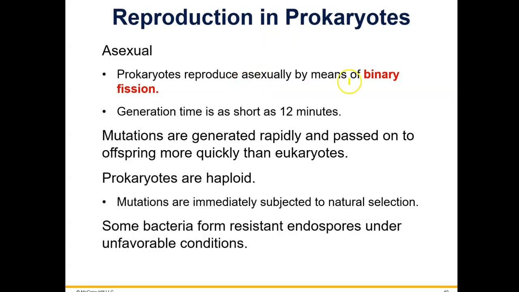Reproduction occurs by binary fission. Prokaryotes reproduce by binary fission, which means to split in half. It is basically they clone themselves. They can sometimes reproduce as quickly as 12 minutes. So the generation time can be as short as 12 minutes, but it can also be longer.